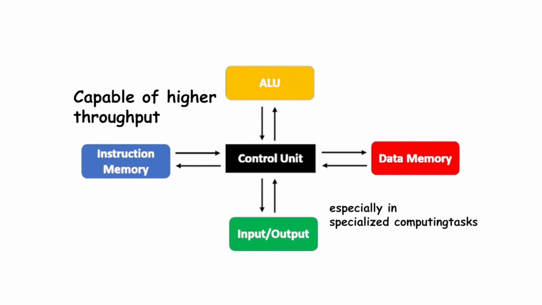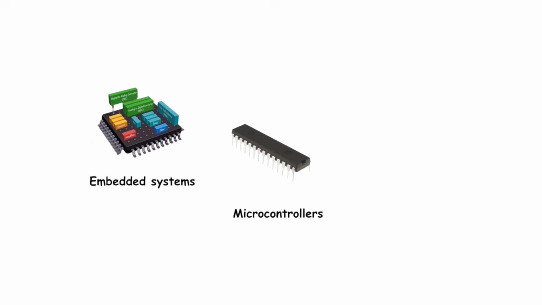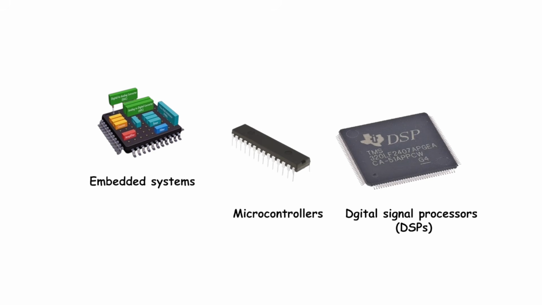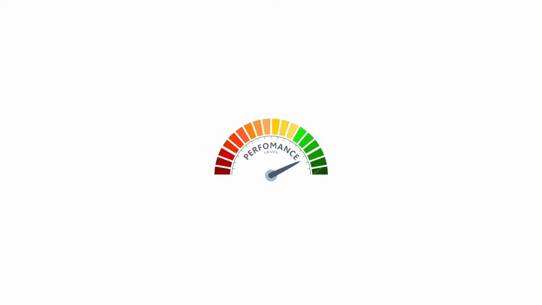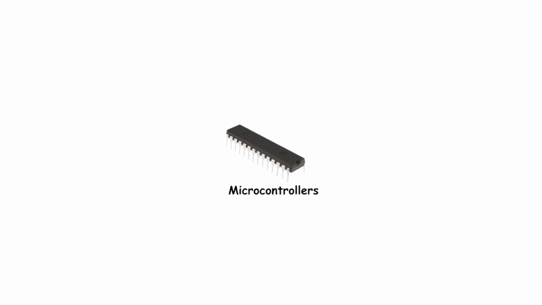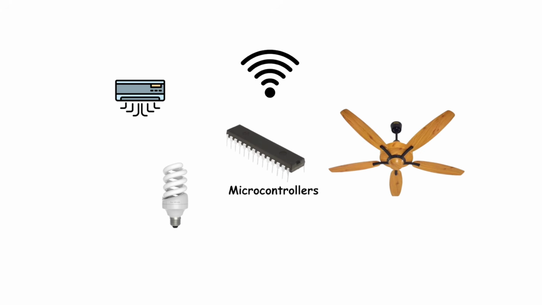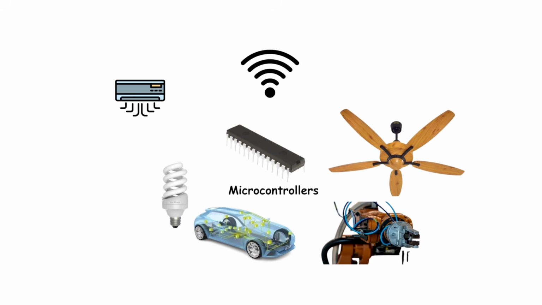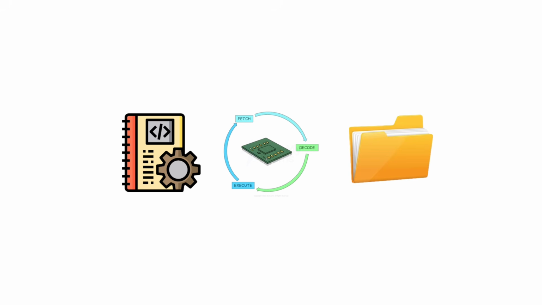The architecture is common in embedded systems, microcontrollers, and digital signal processors, DSPs, where predictable performance and efficiency are more important than general-purpose flexibility. For example, many microcontrollers used in appliances, cars, and industrial machines rely on a Harvard-style design because it allows instructions to be fetched consistently while data operations happen simultaneously.